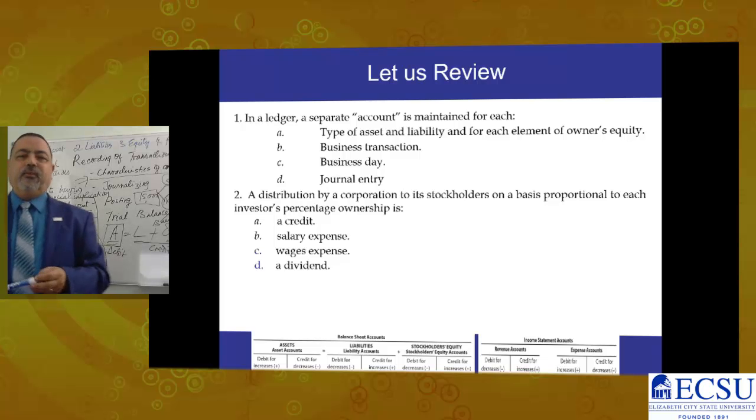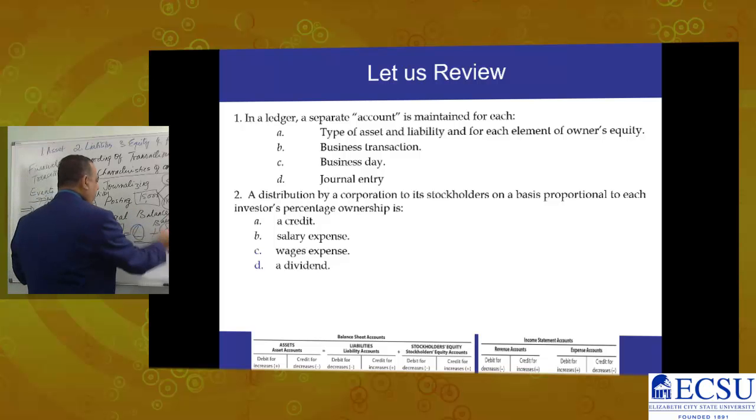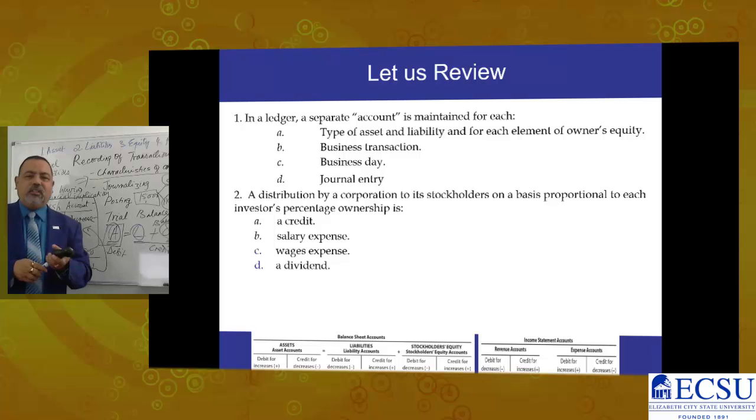Now let's just review, and then we'll wind up this segment of the class. In a ledger, a separate account is maintained for each type of asset and liability, for each element of owner's equity, business transaction, business day, or journal entry. So, what is it? Now, as I said to you, we'll be opening accounts for each of the elements of the accounting equation. So that is asset, liability, and owner's equity. So A would be the right answer.